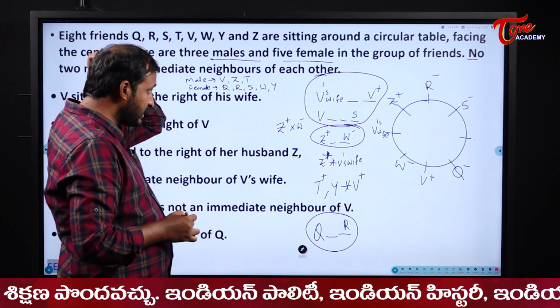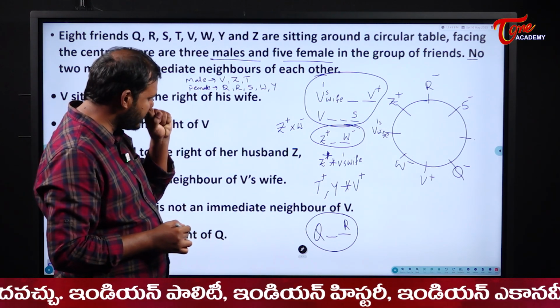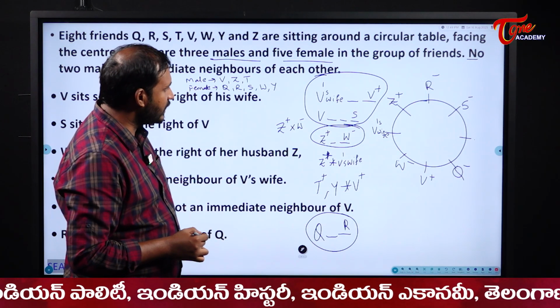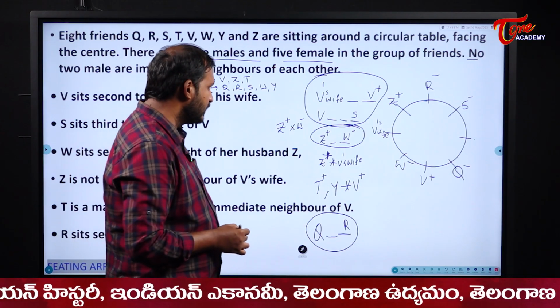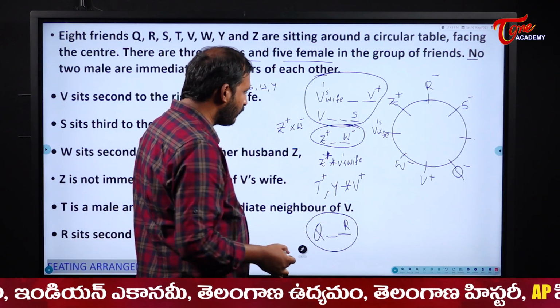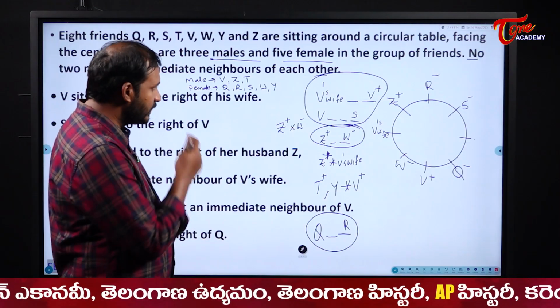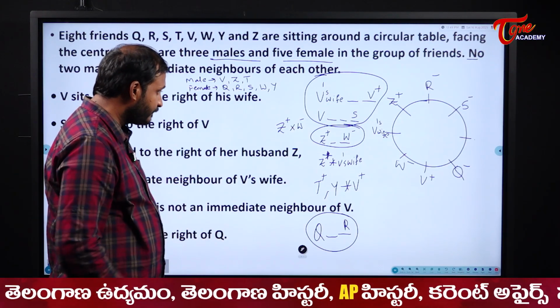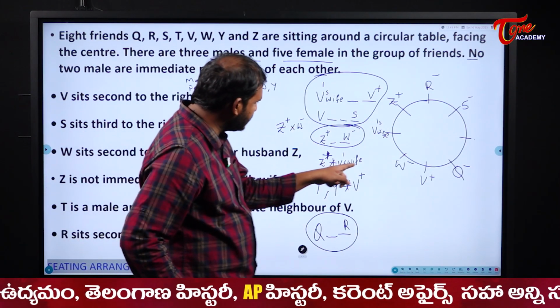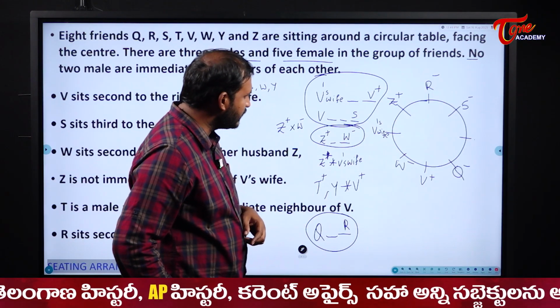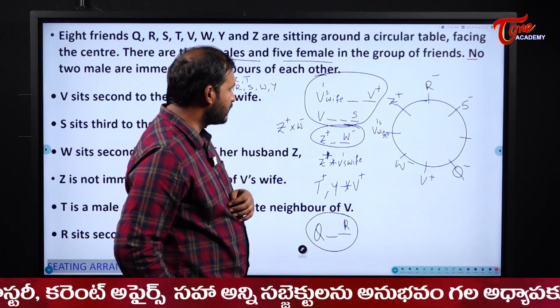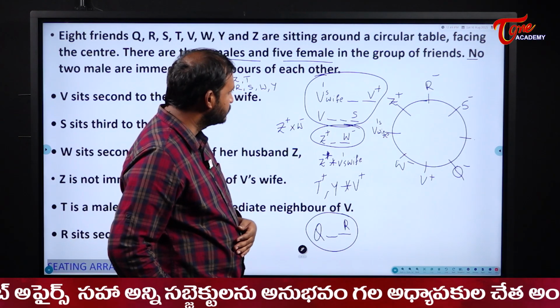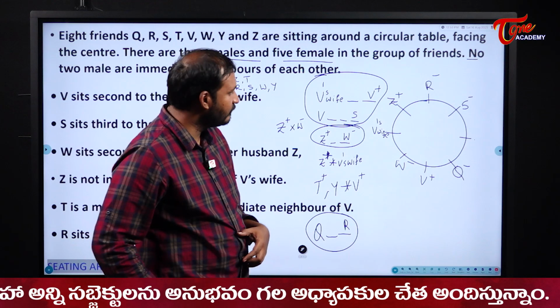So the only persons left for us are who? Who are the other two persons? Y and V are not neighbors. Z and V's wife are not neighbors. Okay, so here we got one more technical issue. What are they telling? Z and V's wife are not neighbors, right? But what have we written? Z and V's wife as neighbors. That is a completely wrong perspective.